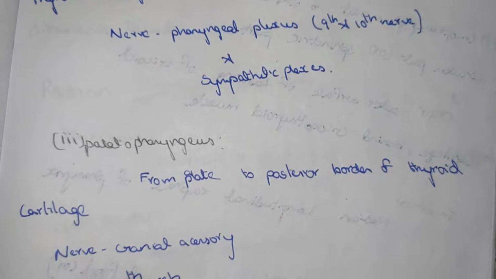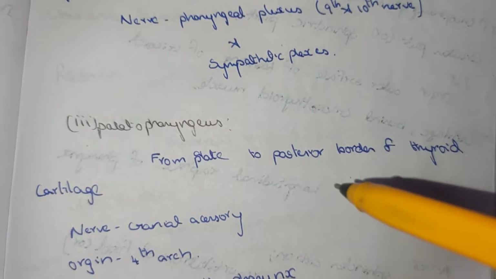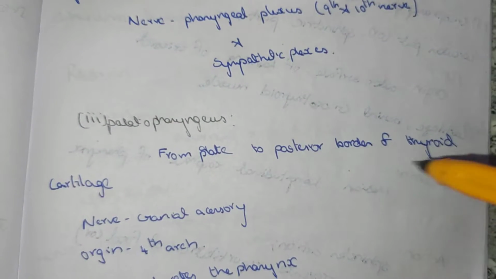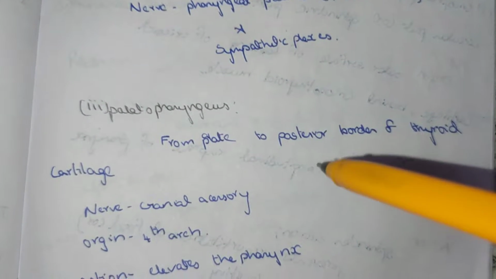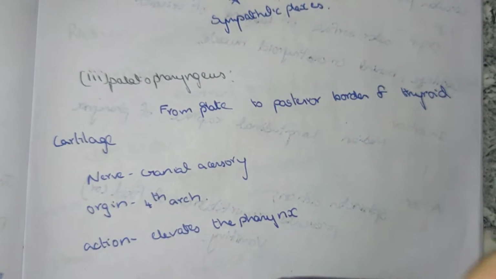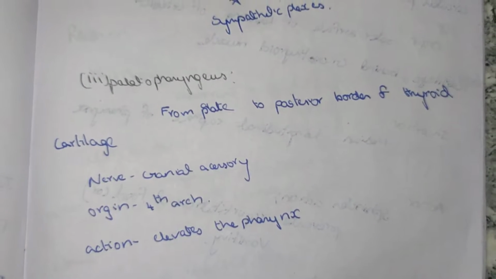Now the palatopharyngeus, from the palate to the posterior border of the thyroid cartilage. The nerve is cranial accessory, origin is fourth arch, action is elevates the pharynx.